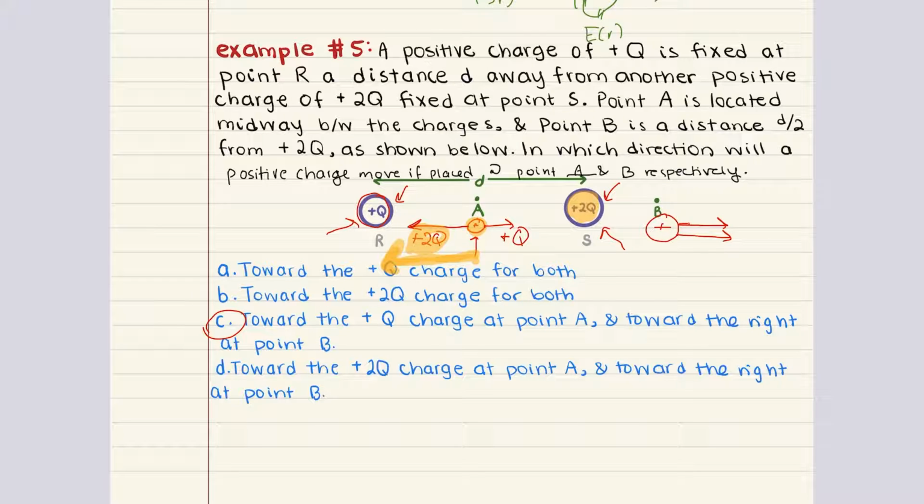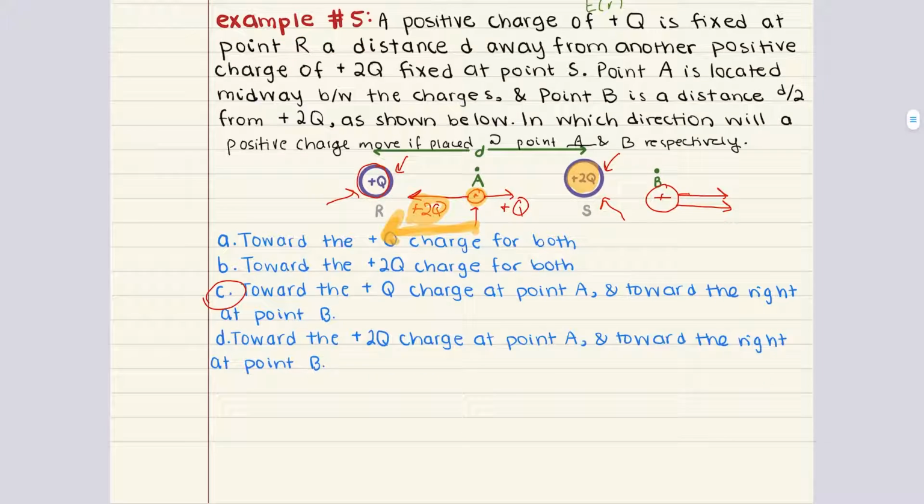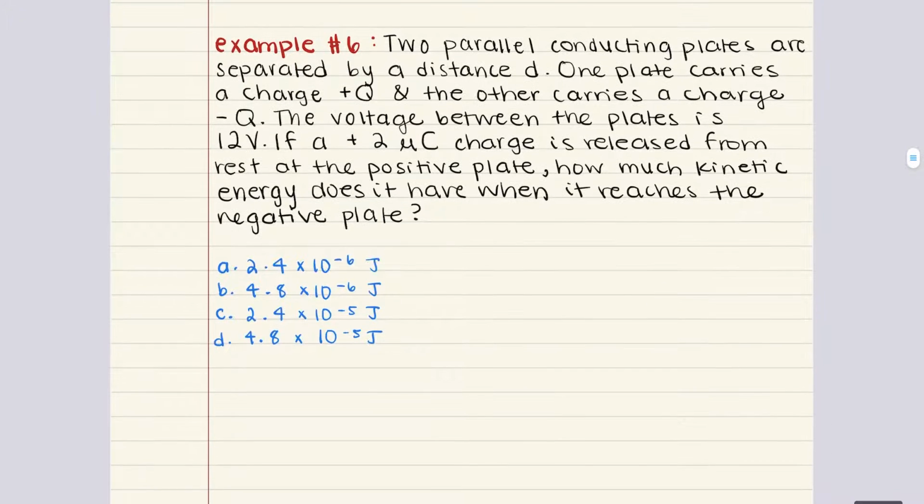In which direction will a positive charge move if placed at point A and point B respectively? It will move towards the plus Q charge at point A and towards the right at point B. So 5 is C. Let's do problem 6.